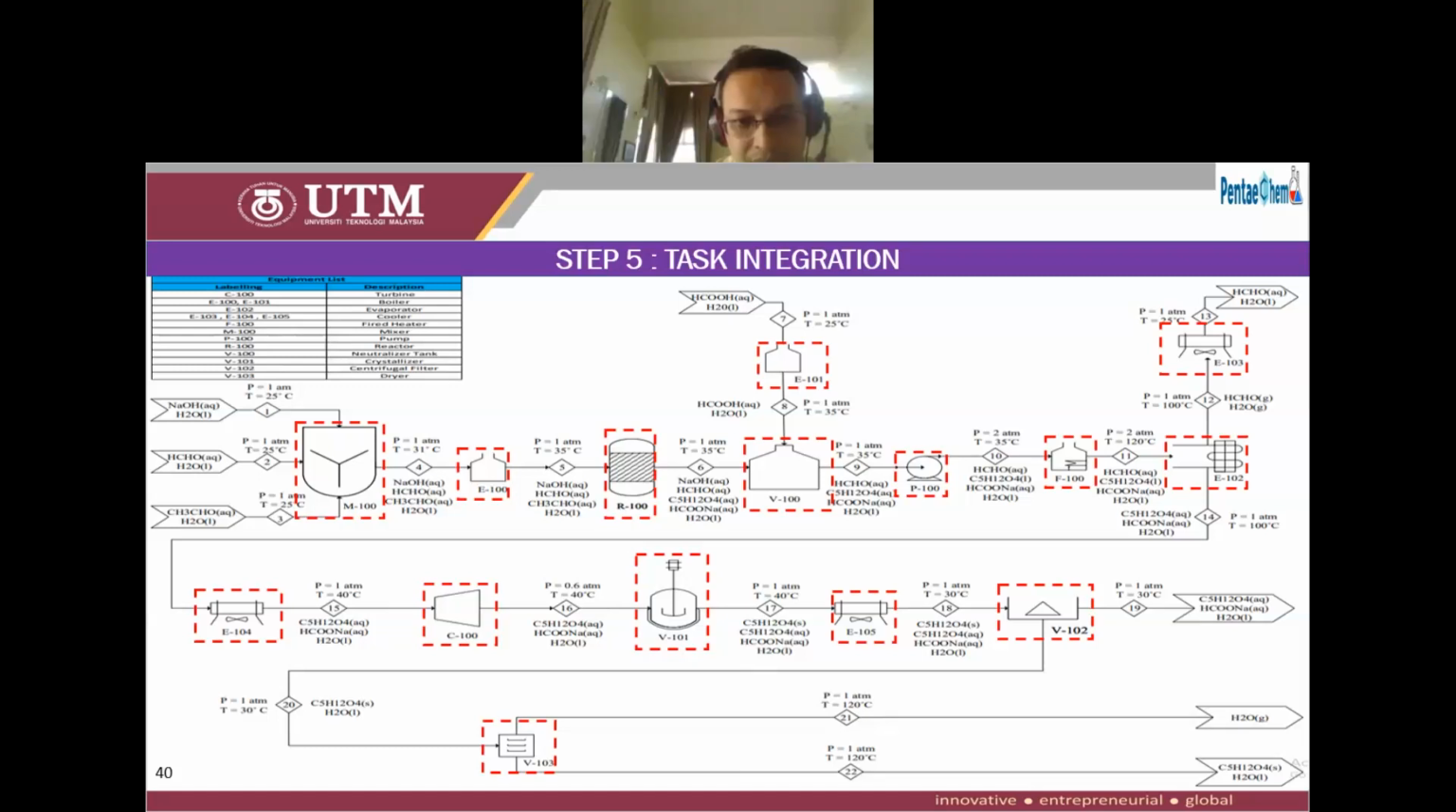Saya nak tanya, 1 ATM yang you record inside your PFD ni adakah sama dengan 1 ATM yang dekat luar? Maksudnya dekat you punya campus, dekat dunia kita ni. Faham tak soalan? Sila jawab.